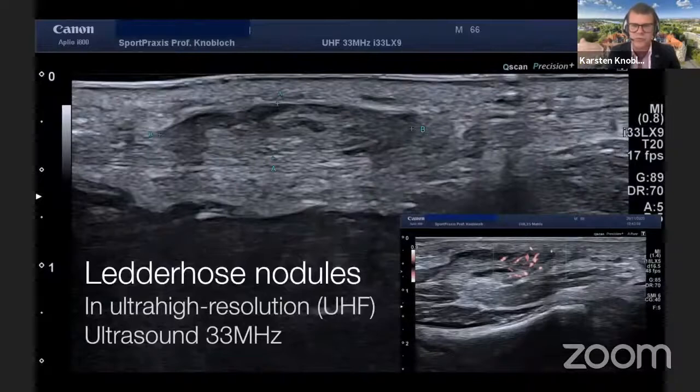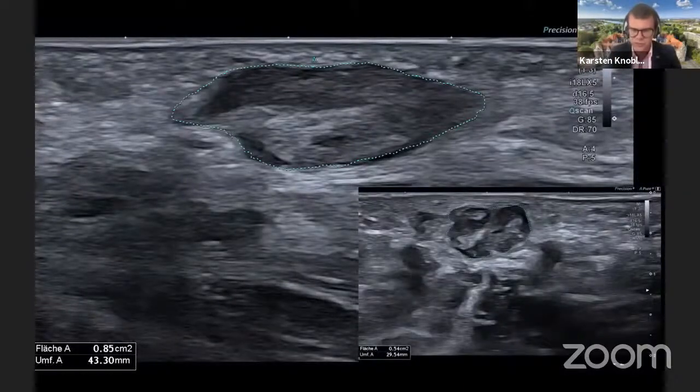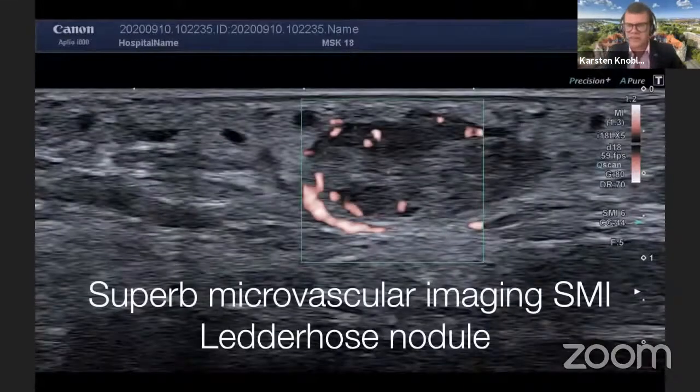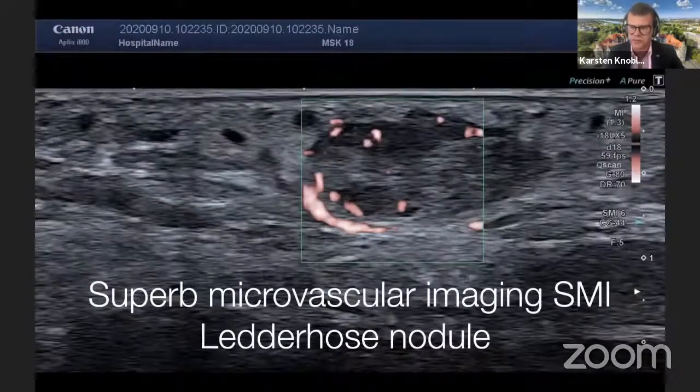And the same holds true if you use a very high ultrasound frequency, like a 33 megahertz ultrasound probe, which you can see here. And then you can measure it for sure. However, I then started to apply a more sophisticated kind of Doppler mode, in relation to the power Doppler. It's called superb microvascular imaging. And in some nodules, I see some marked increase in this vascularization.